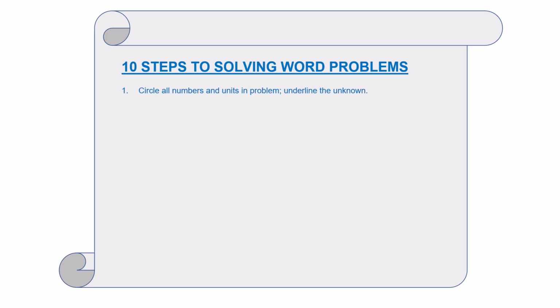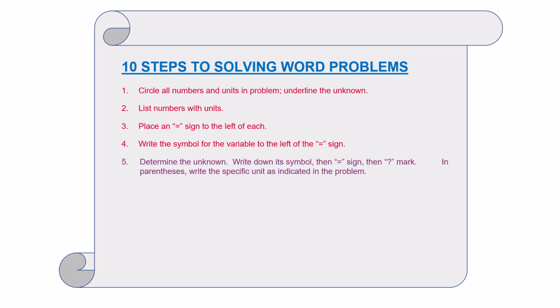Step 1. Circle all numbers and units in the problem. Underline the unknown. Step 2. List numbers and units. Step 3. Place an equal sign to the left of each. Step 4. Write the symbol for the variable to the left of the equal sign. Step 5. Determine the unknown, write down its symbol, then equal sign, then question mark. In parentheses, write the specific unit as indicated in the problem. Step 6. Check units, make necessary conversions.